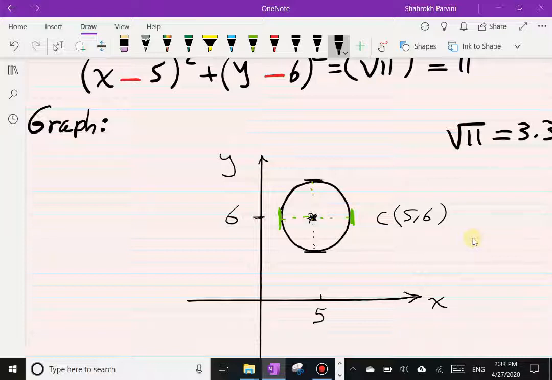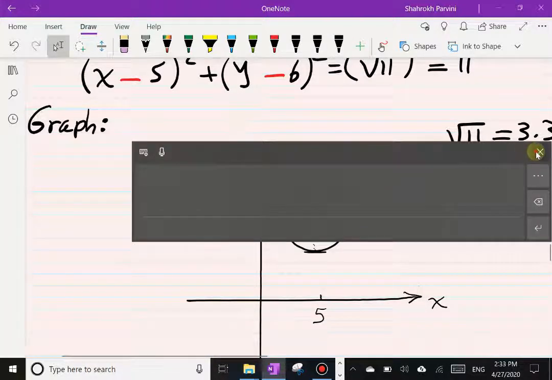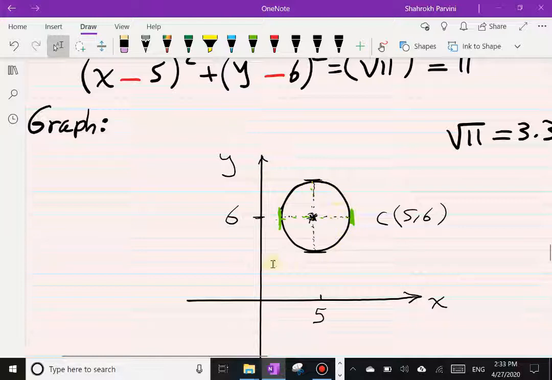So at this point, I move to the right 3.3 units. I go to the left 3.3. You then go up north 3.3, and then you go south 3.3. So you move in all four directions. You go east, west, north, south. Same distance. The distance is 3.3. And then you just draw the best circle you can through these four boundary points. And that's how we're going to graph our circles. That's how we're going to draw them. So you don't need to plot points. Like, let's say, for example, when x is 0, y is this. When x is 1, y is that, and so on.